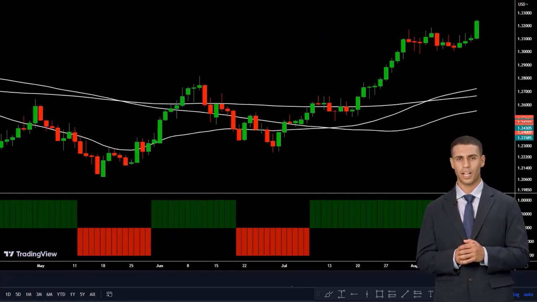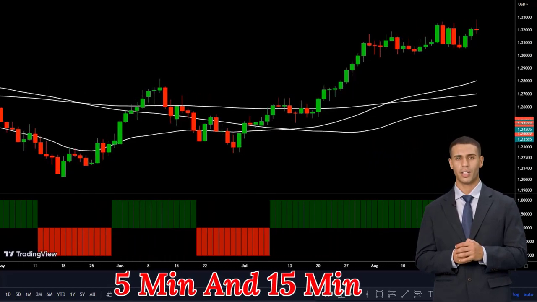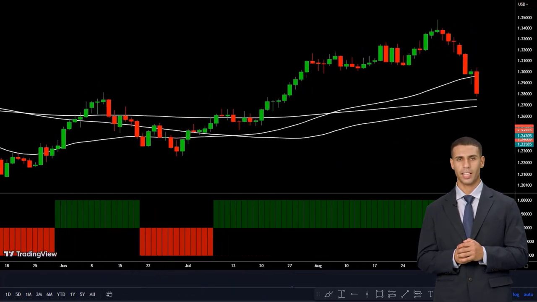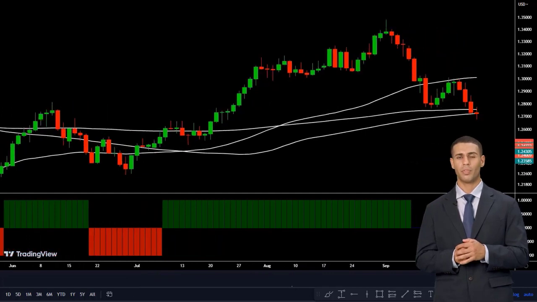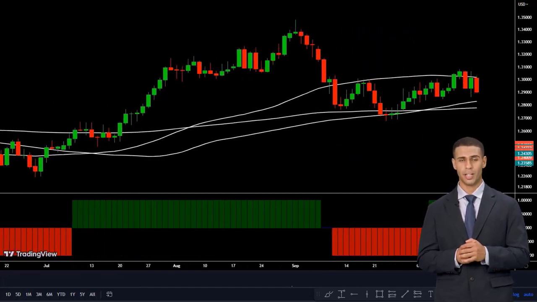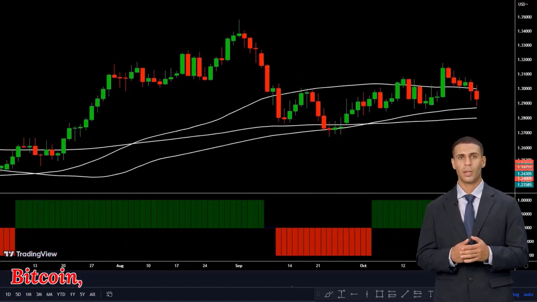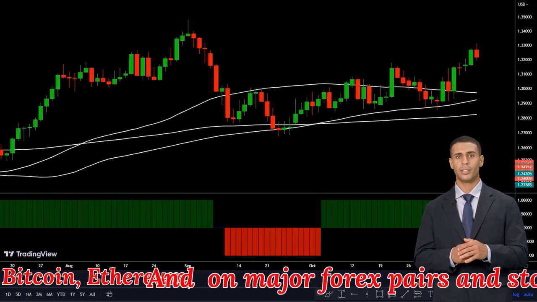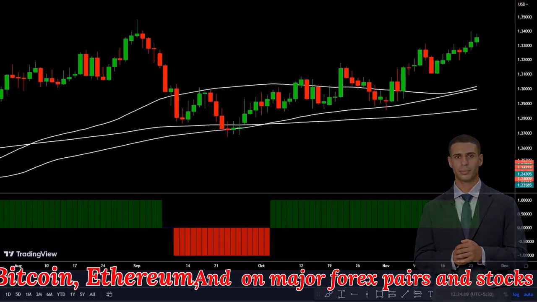This setup can be applied to shorter time frames like 5 and 15 minutes. It can also be used in higher time frames like 1 hour and even a 4-hour chart. It works very well on cryptocurrencies such as Bitcoin, Ethereum, and on major forex pairs and stocks.